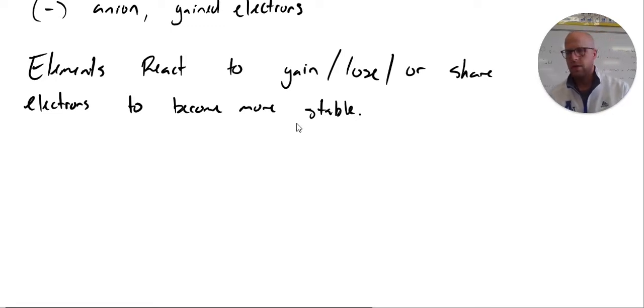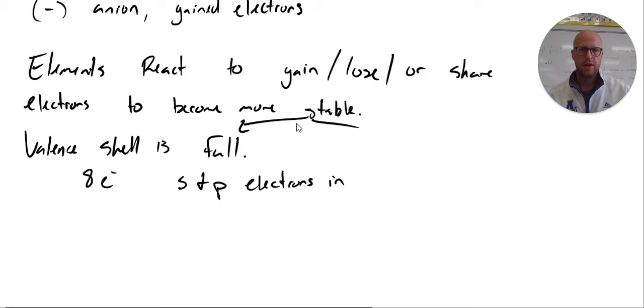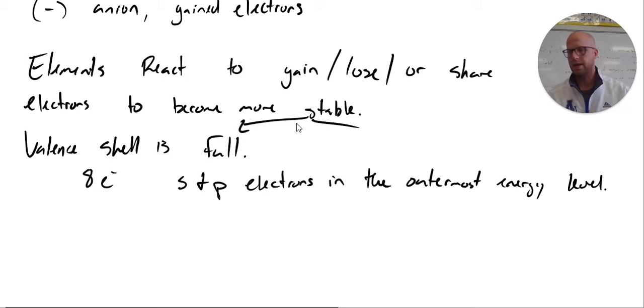They gain or lose them to become more stable, and they're most stable when their valence shell is full. So how do you become stable? You become stable by having a full valence shell. For most of the elements on the periodic table, our valence shell accounts for 8 electrons. These are the S and P electrons in the outermost energy level.